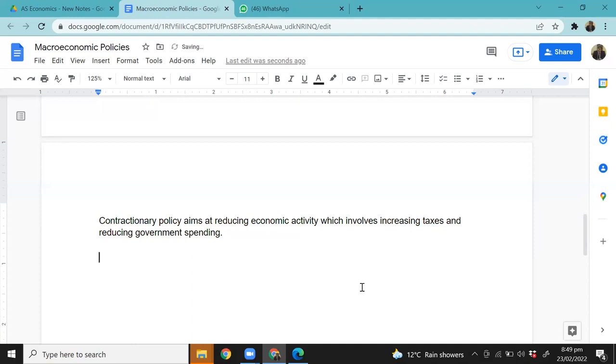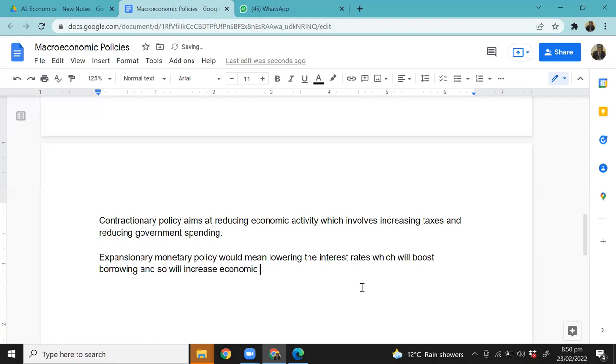Just like the way fiscal policy has a contractionary option and an expansionary option, similarly, monetary policy also has these two scenarios. Expansionary, what do you do in expansionary monetary policy? You will lower your interest rate. That means lowering the interest rate. And what will that do? Can anyone of you tell me? Boost borrowing, and so will increase economic activity.